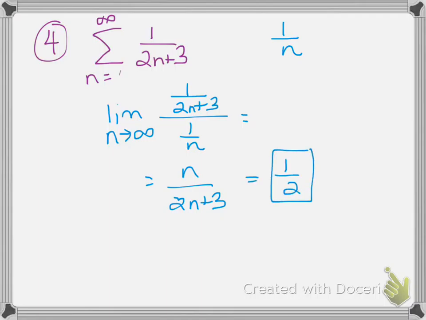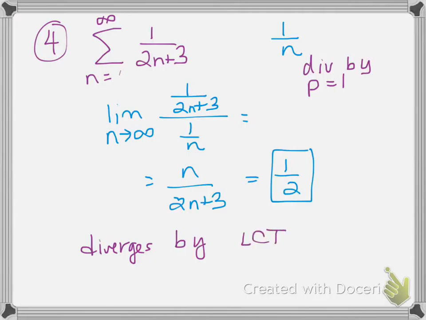I got an L. Let's go back. This one diverges by the p series because p is 1. So that means the original series diverges by the limit comparison test. So you take the function that you're given, divide it by the one you pick, find the limit, see if you get an L. You can't get infinity, you have to get an L.